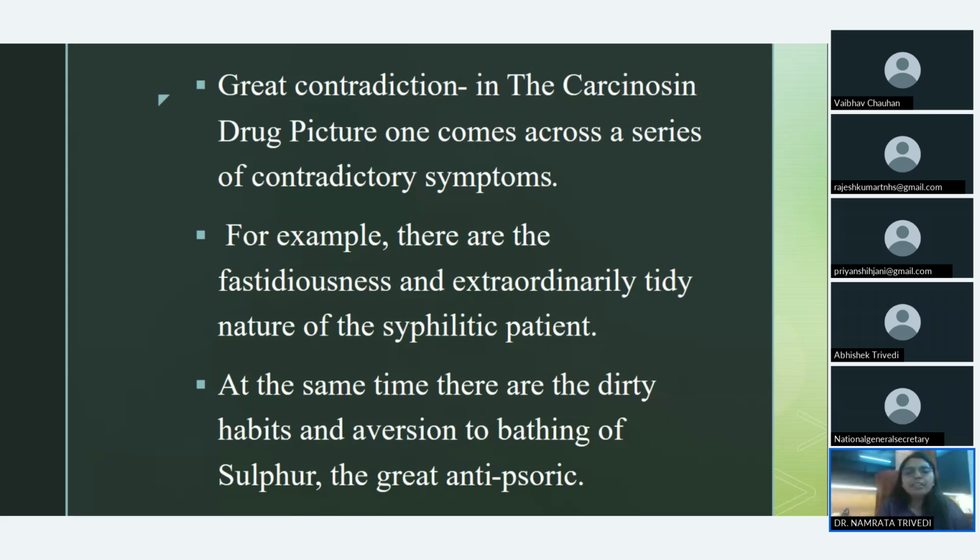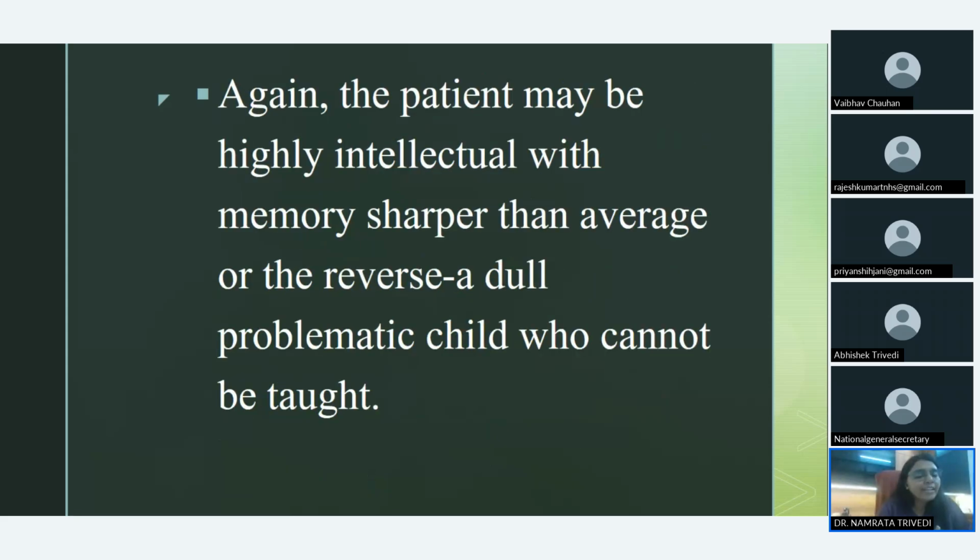Again, the patient is very intellectual, memory sharp, very intelligent. But on another side, the child is very dull, a very problematic child. Carcinosin can also be given to autism patients or ADHD. Sometimes the patient is highly intelligent with sharp memory. On another hand, we can also give it to a problematic, dull child, and also in autism and ADHD.